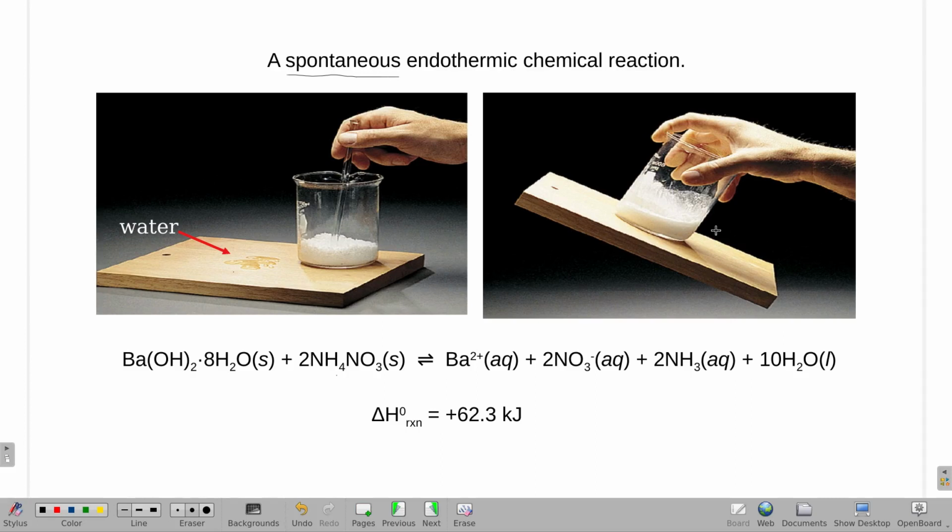Looks really cool, but really it's weird though, because you would think stirring things, if anything, should make things hotter because of friction. But this one, just mixing those two solids together, it gets cold. Alright, so we're going to try to understand what the heck's going on here, and more importantly, what makes a reaction spontaneous even when it seems like it goes against what you would think should happen.